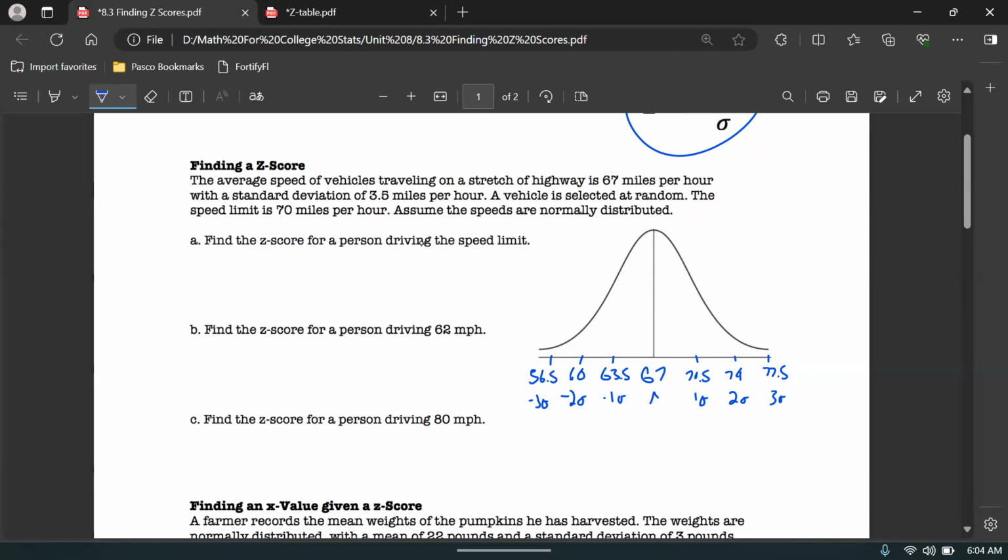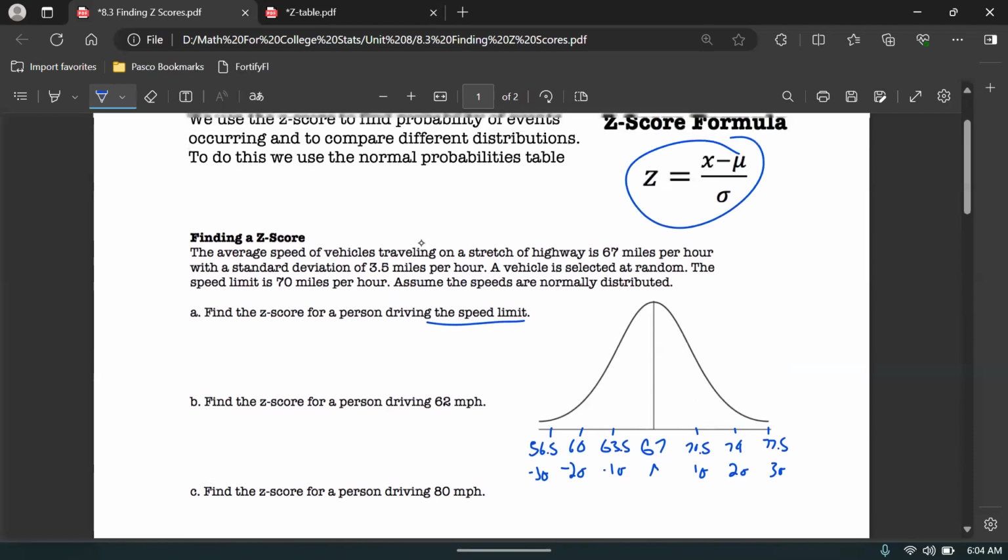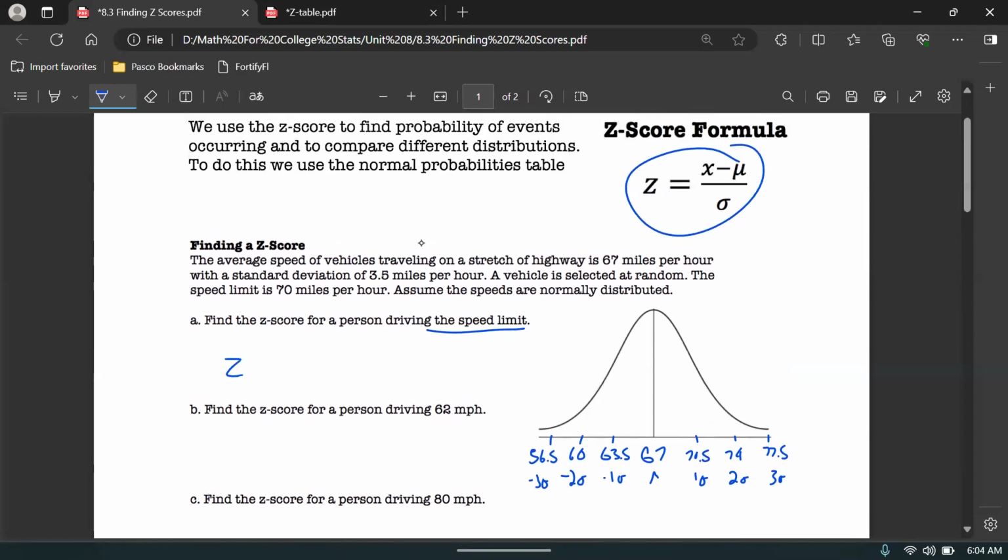Now, we're looking at the z-score of a person driving the speed limit. So this person driving the speed limit is going 70. So here's how we'll use our formula. Z is equal to the x value, which in this case is 70. That's the person's speed that we're measuring, minus the mean, which is 67, divided by the standard deviation, which was 3.5.